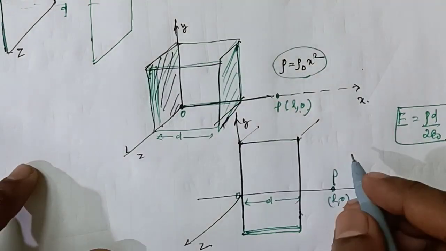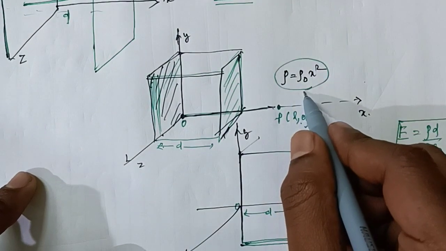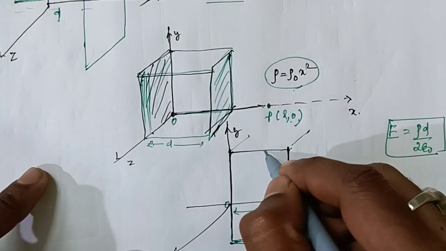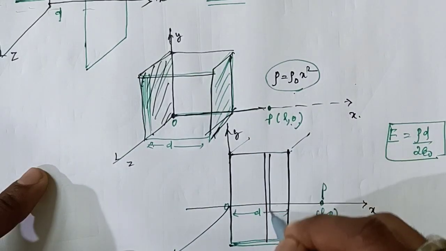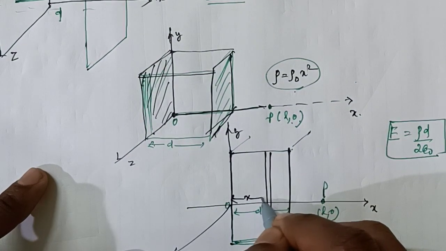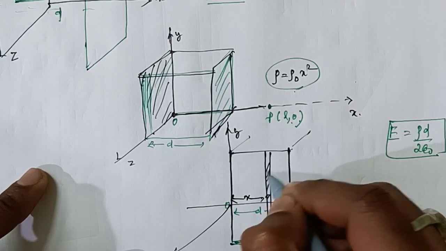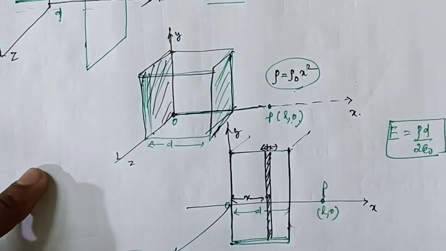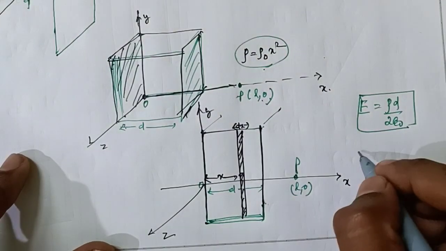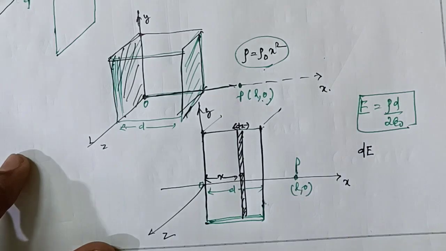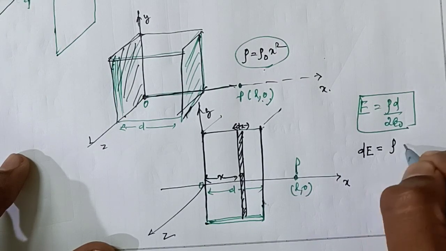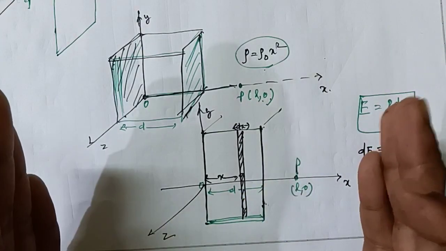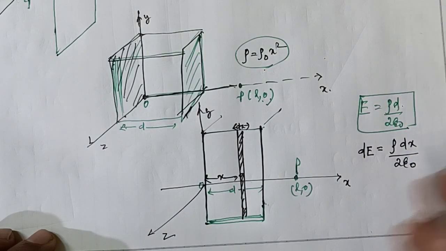But the problem here is that this is a varying thing, a non-uniform case. Rather than directly going to these expressions, I will consider one element, from x to dx. For this small elementary length dx, can I write my expression of electric field? Yes, dE can be written as rho dx upon 2 epsilon naught, because when the width is d, we directly write rho d upon 2 epsilon naught for the point P.